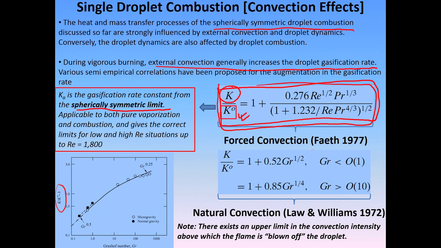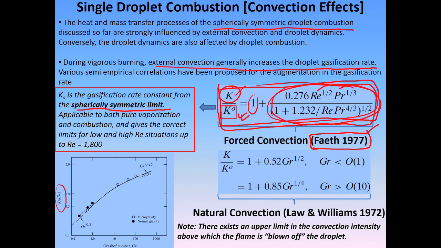For forced convection, this was given by Faeth in 1977, which says what the ratio of these two is. When this factor becomes very small, then K and K naught will be the same. Other than that, K is always greater than K naught by some extent, because this is a non-zero quantity, it cannot be negative, because Reynolds number and Prandtl number cannot be negative, period. So this will be greater than 1 for all practical purposes. This was given for forced convection.